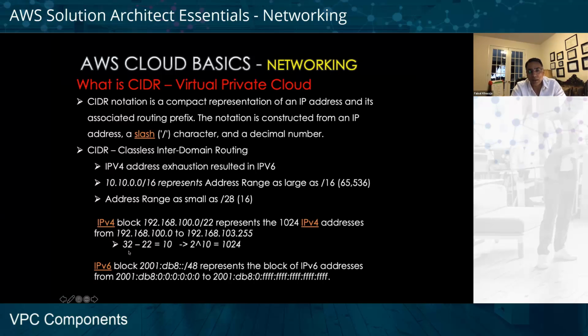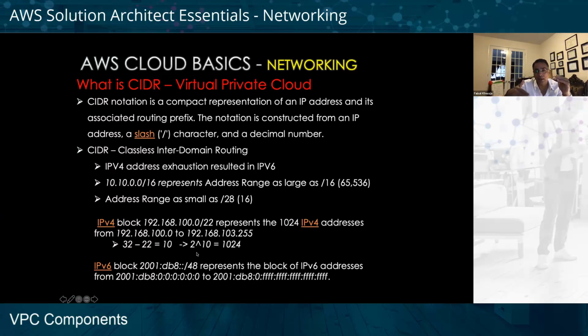192.168.100.0/22 would be 32 minus 22, right? 32 is because of the 32 bits, because everything is 8 bits, and you have a 4-byte IP address range. So that's why it has 8 bits in each byte. So you take 4 times 8, which is 32 bits. So you take 32 minus 22, which is defined right here by the slash. This would give you 10, and then in decimal notation, you would take 2 to the power 10, which would give you 1024 IP addresses.